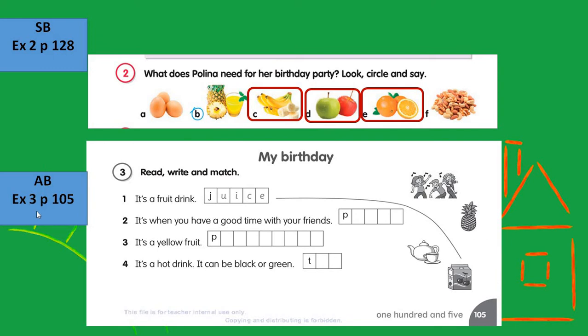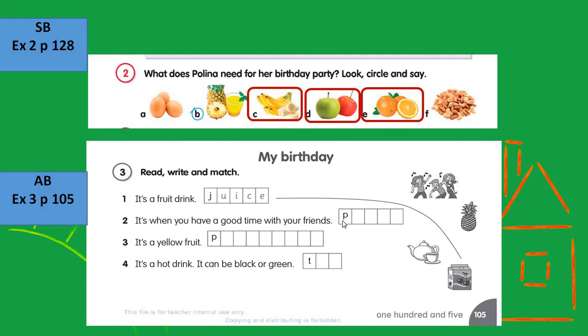So, activity book, exercise 3, page 105. Read, write and match. So, it's a fruit drink. Juice, okay. Match the word with the picture. Here it is, okay. Number 2. It's when you have a good time with your friends.